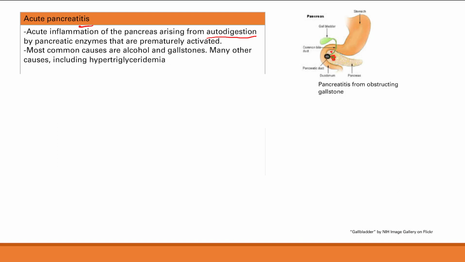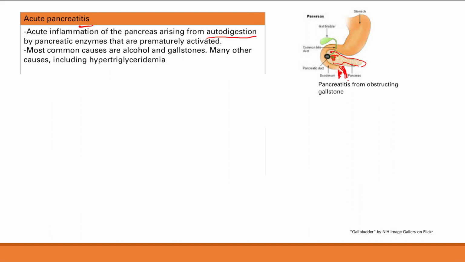Normally, trypsinogen is activated over here in the small intestine. Remember, what does trypsin do? Activated trypsin is going to activate the other pancreatic enzymes. Normally, it activates them here in the small intestine where you want them to be activated. But in this case, pancreatic cell injury leads to premature activation of trypsin. Trypsin is then going to go and activate all the other pancreatic proenzymes that are hanging out in this pancreas.